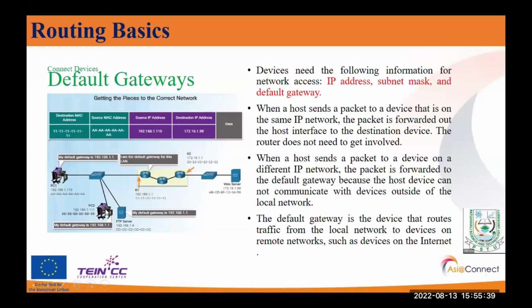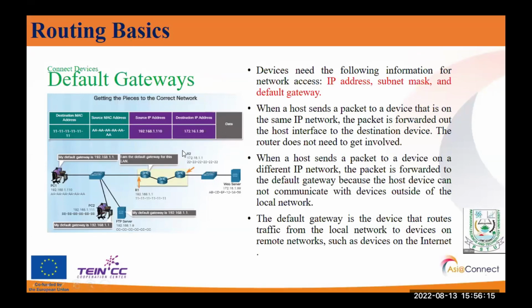Basically, when a host sends a packet to a device that is on the same IP network, the packet is simply forwarded out of the host interface to the destination device. This is simple. If the destination is on the same network, there is no need to go to the router. But when a host sends a packet to a device on a different IP network, the packet is forwarded to the default gateway, because a host device cannot communicate directly with a device outside of the local network. The default gateway is the destination that routes traffic from the local network to devices on remote networks.